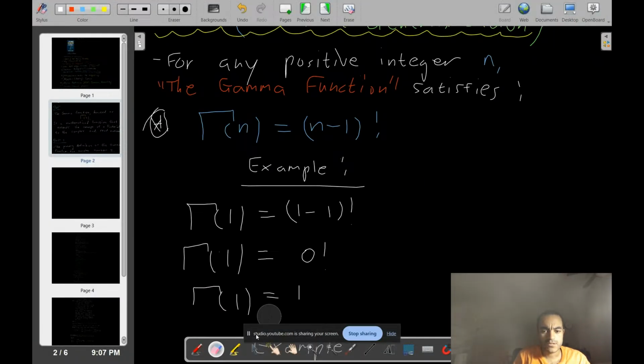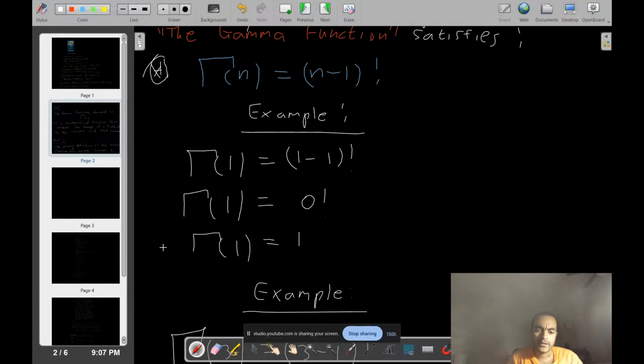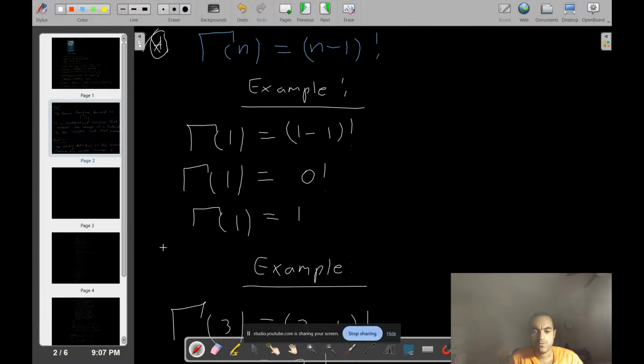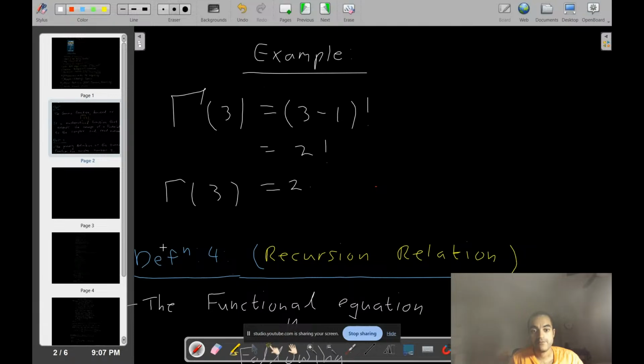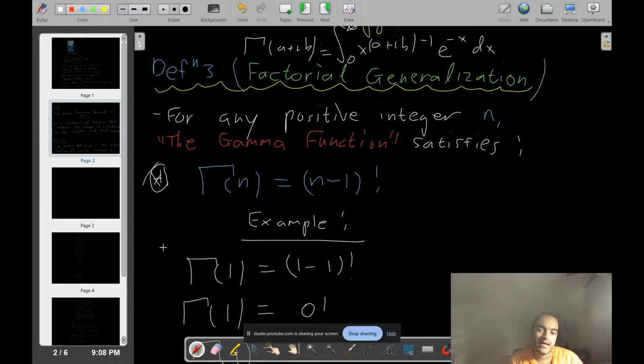So we're looking at gamma of 1. I've just shown you that gamma of 1 is equal to 1, the same as 1 factorial. Let's say you want to calculate gamma of 3. Gamma of 3 will be 3 minus 1 factorial, which is just 2 factorial, which is just 2. So gamma of 3 is 2, and so forth. This helps us calculate the gamma function of integer values.